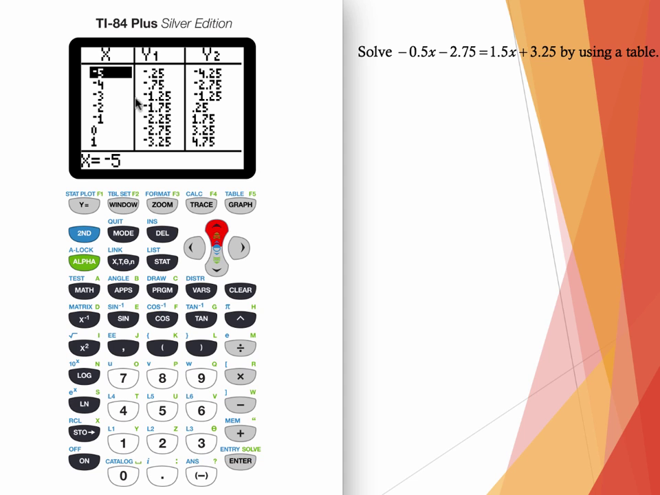Okay, and I see my answer right here. When x is equal to -3, y1 and y2 are both equal to 1.25. So my answer here is x equals -3.